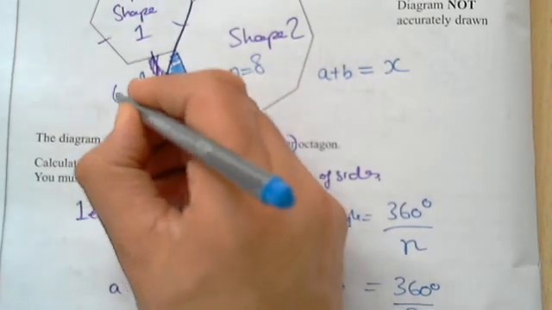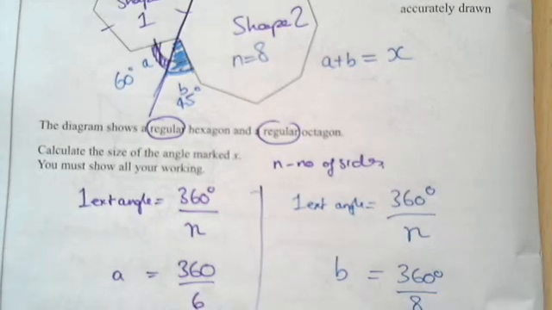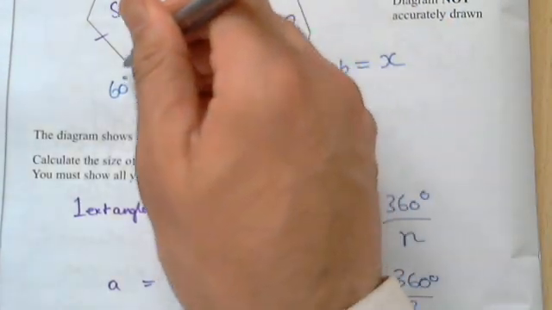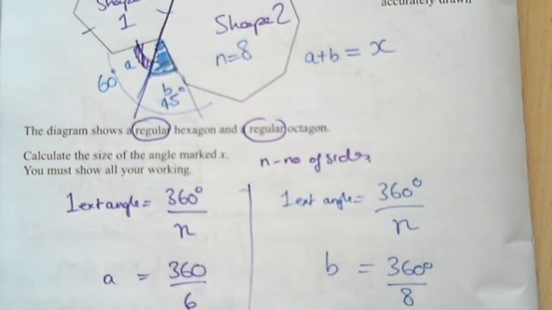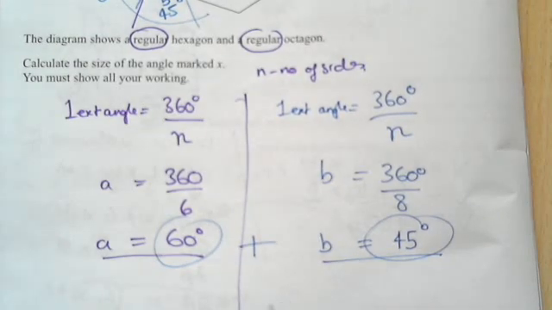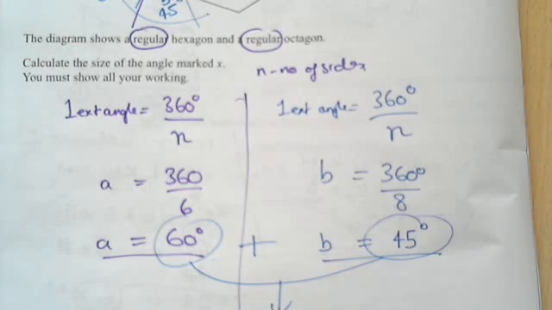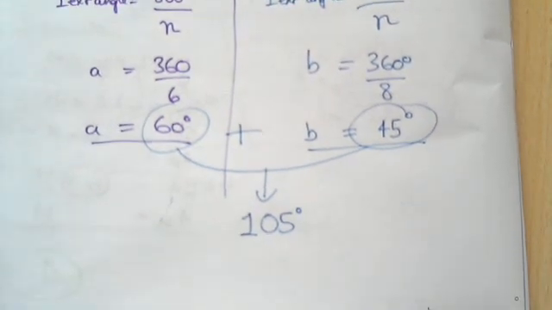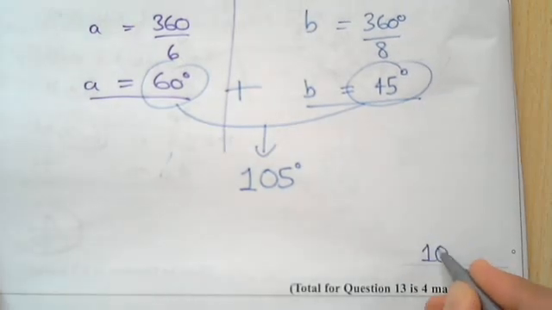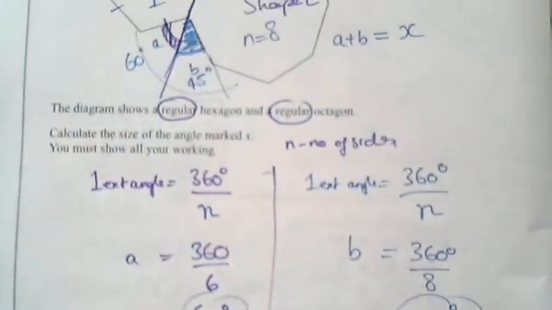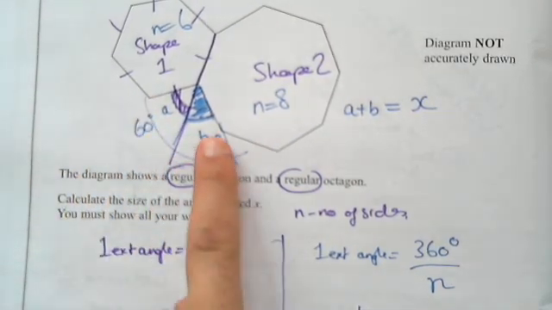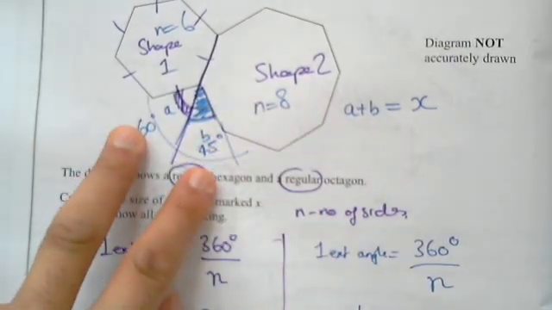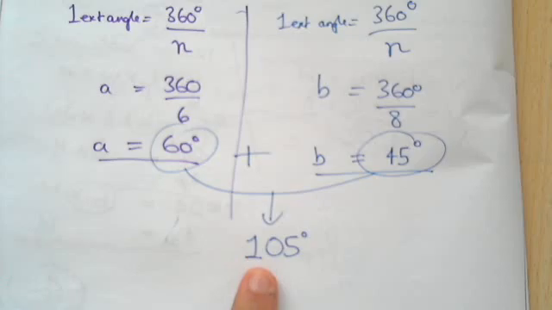So A is 60. That one's 45. Now to work out the angle that they're looking for, which is this one here, you have to add them up. So 60 add 45 will give us an answer of 105 degrees. So we have to work out one external angle for that part of the shape, one external angle for this shape here, work them both out, add them up, gives us the answer. Done.